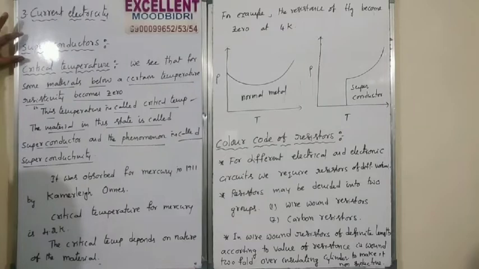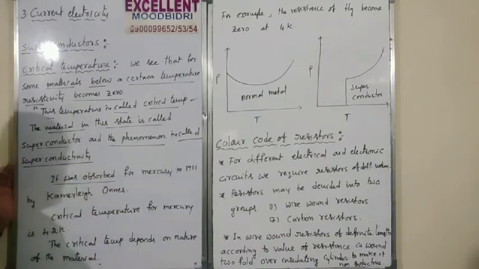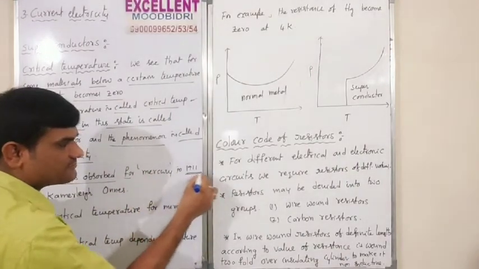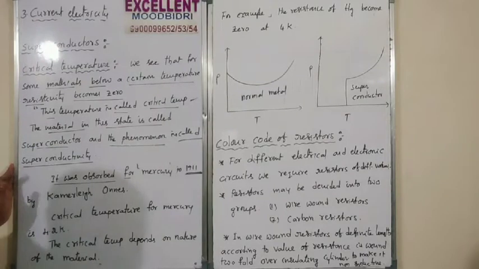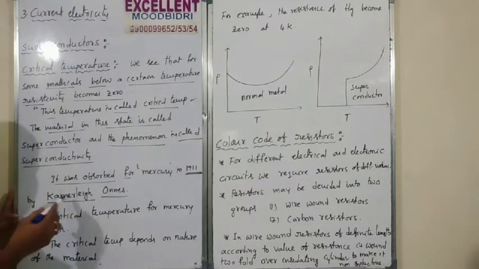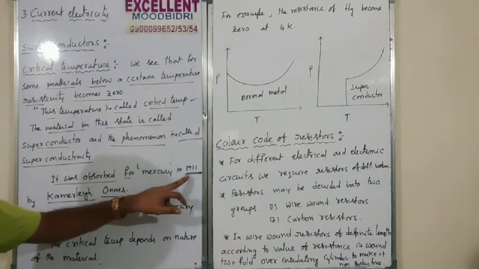Right, that is the superconductors story. It depends on temperature only. At the critical temperature, that material is known as a superconductor, and this phenomenon is known as superconductivity. As well as one more point: it was observed for mercury in 1911 by one famous scientist. His name is Kamerlingh Onnes. He observed it in mercury in 1911.